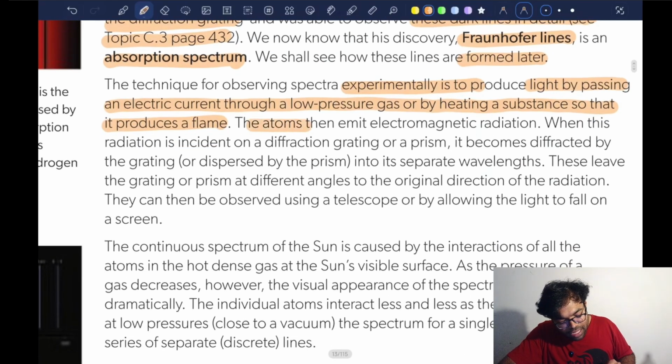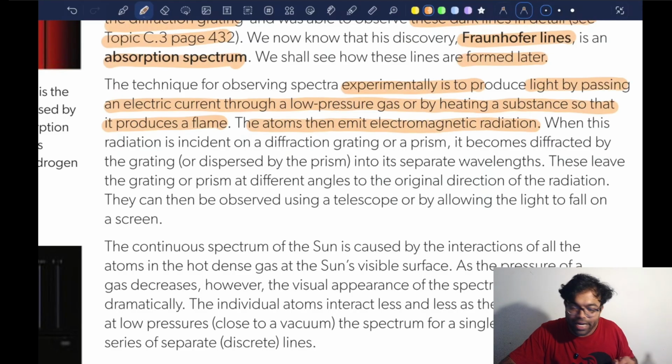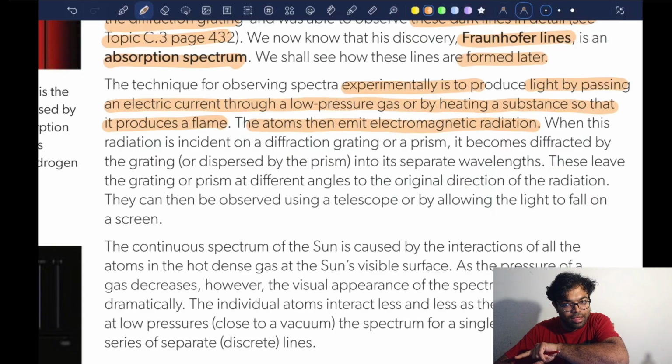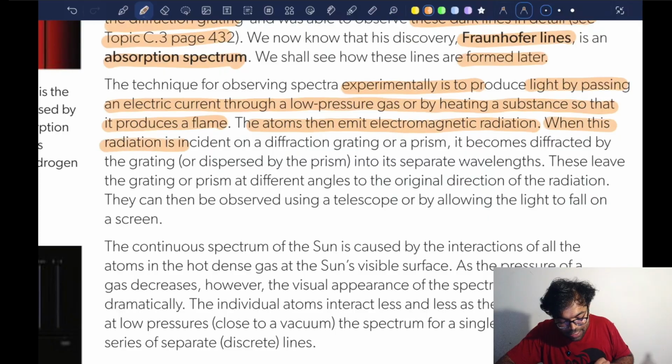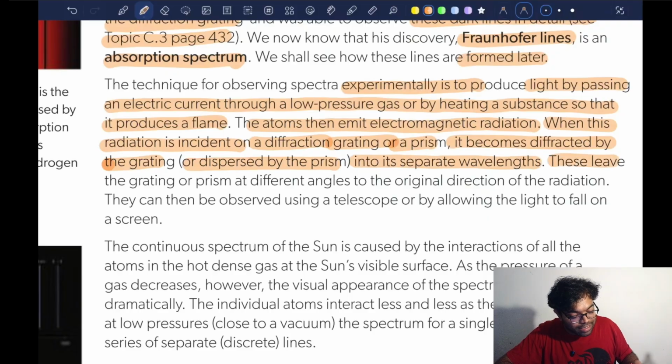Okay, the atoms then emit electromagnetic radiation. So light has not fallen on them. They got their energy from heat, air, electricity. When they absorbed heat and or electricity, now they are emitting a radiation outside. When this radiation is incident on a diffraction grating or a prism, it becomes diffracted by the grating or dispersed by the prism into separate wavelengths. These leave the grating or prism at different angles to the original direction of the radiation.